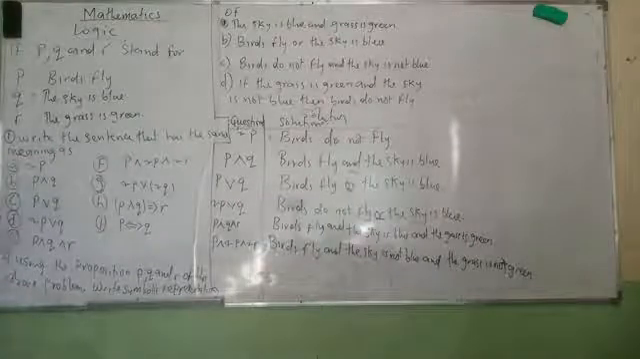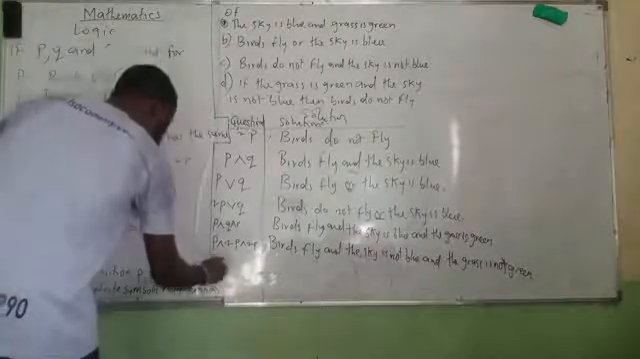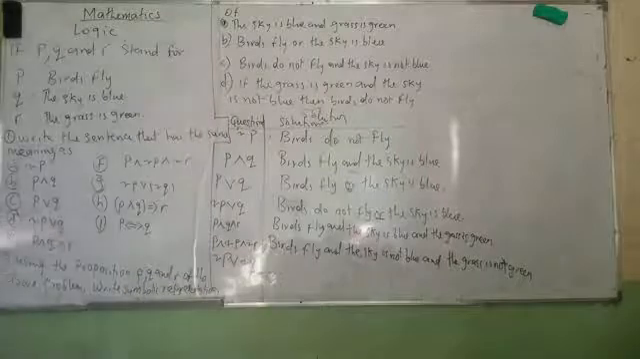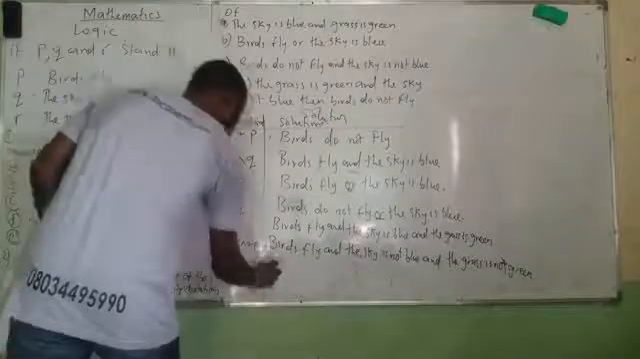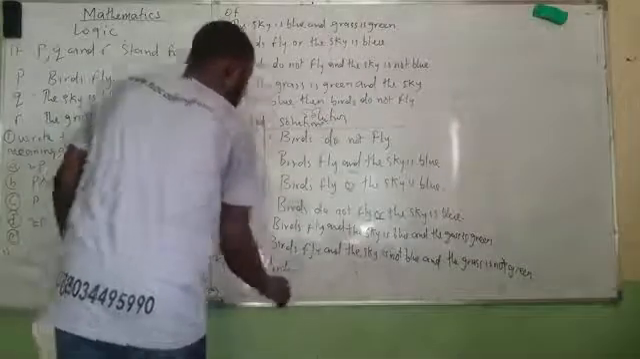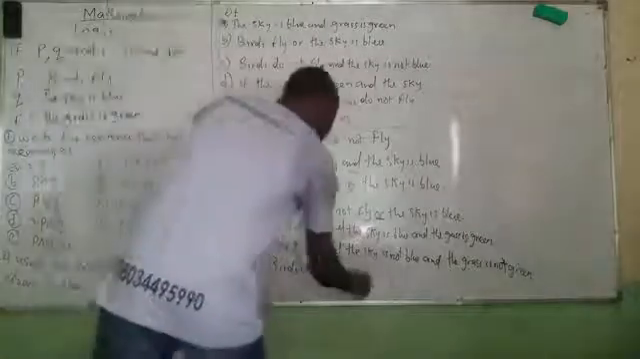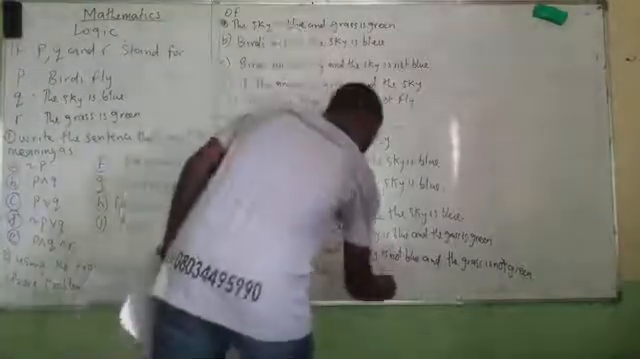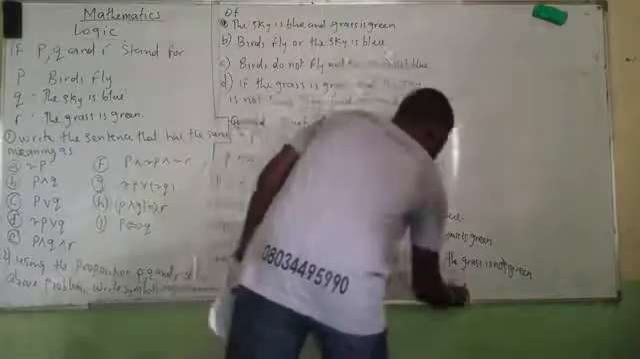Now G, let's talk about G. G is talking about not P or not Q. Look at not P or not Q. Now it means, what is my P? Birds do not fly, or, can you see or? What is my Q? The sky is not blue. Can you see that? That is what we are talking about.